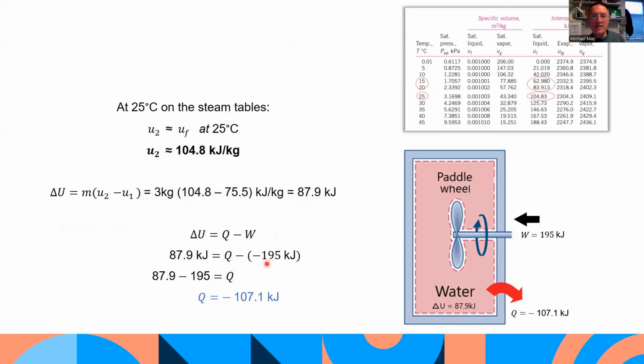We have the work going in as a minus value because it's work going into the system. The double minus makes it a plus. So the heat works out to be minus 107.1 kilojoules. So that's leaving the system. So we put in 197 in the form of work, minus 107 leaves the system, and so we're left with 87.9.